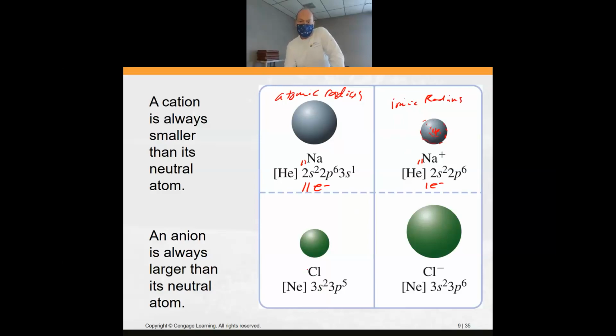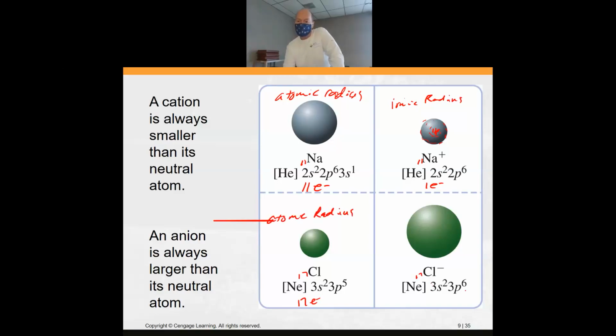Same thing here. Chlorine is 17. If you're 17, you're chlorine. 17 protons every single time. Here is 17 protons, and here is 17 electrons. Again, this is neutral. This is your atomic radius.